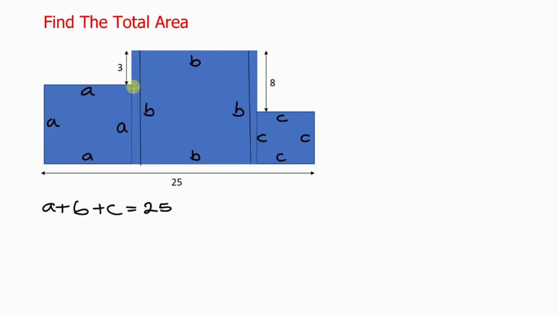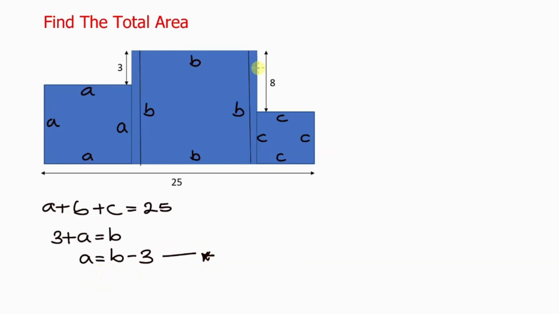The vertical height here will be 3 plus A, which will give a total height of B. So 3 plus A gives B. If I move this 3 to the right, we have A equal to B minus 3. Let's call this asterisk, because we're going to be using that again.